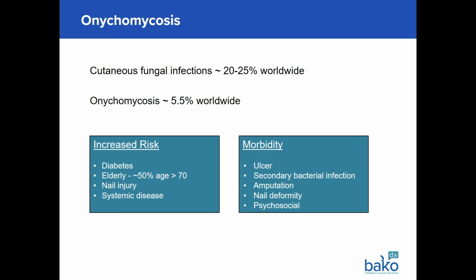Here's some basic background information on onychomycosis, information I'm sure you're all familiar with. Up to a quarter of the world's population deals with cutaneous fungal infections of some sort, and 5.5% of the world's population has onychomycosis. The patients who are at increased risk are the elderly and the diabetics, and there can be significant morbidity associated with this, including ulcer, secondary bacterial infection, and even loss of digit.